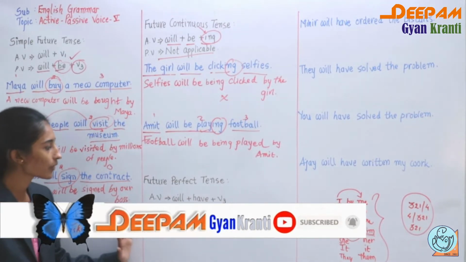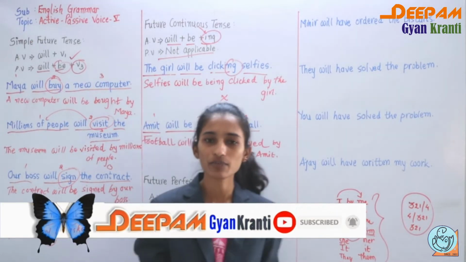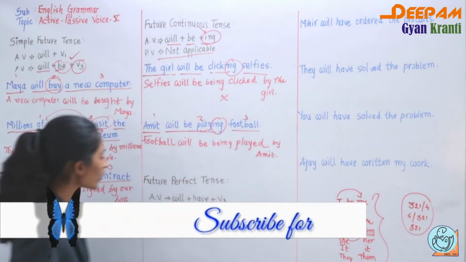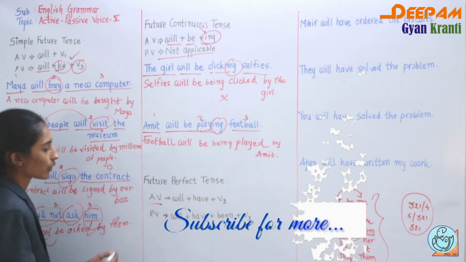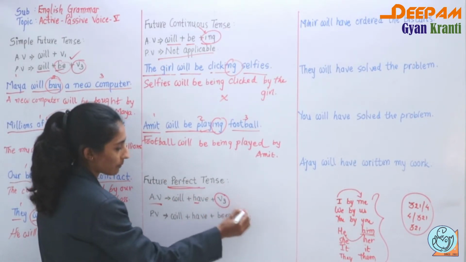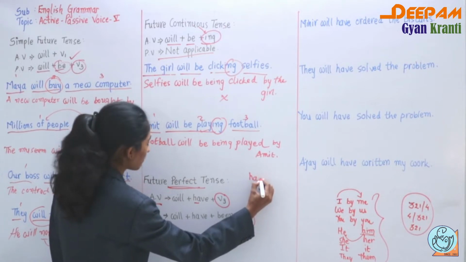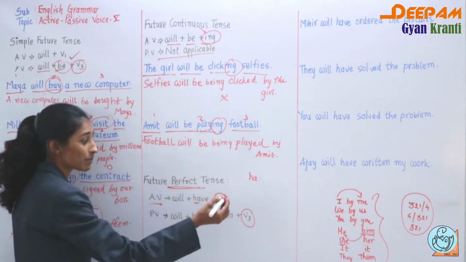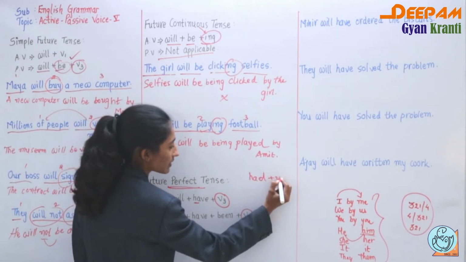Next one, important, future perfect tense. You have to remember simple future and future perfect. In future perfect tense, in active voice, we are showing the perfect tense. So you have the V3 form, like we have discussed in past perfect tense. So you have had plus V3.